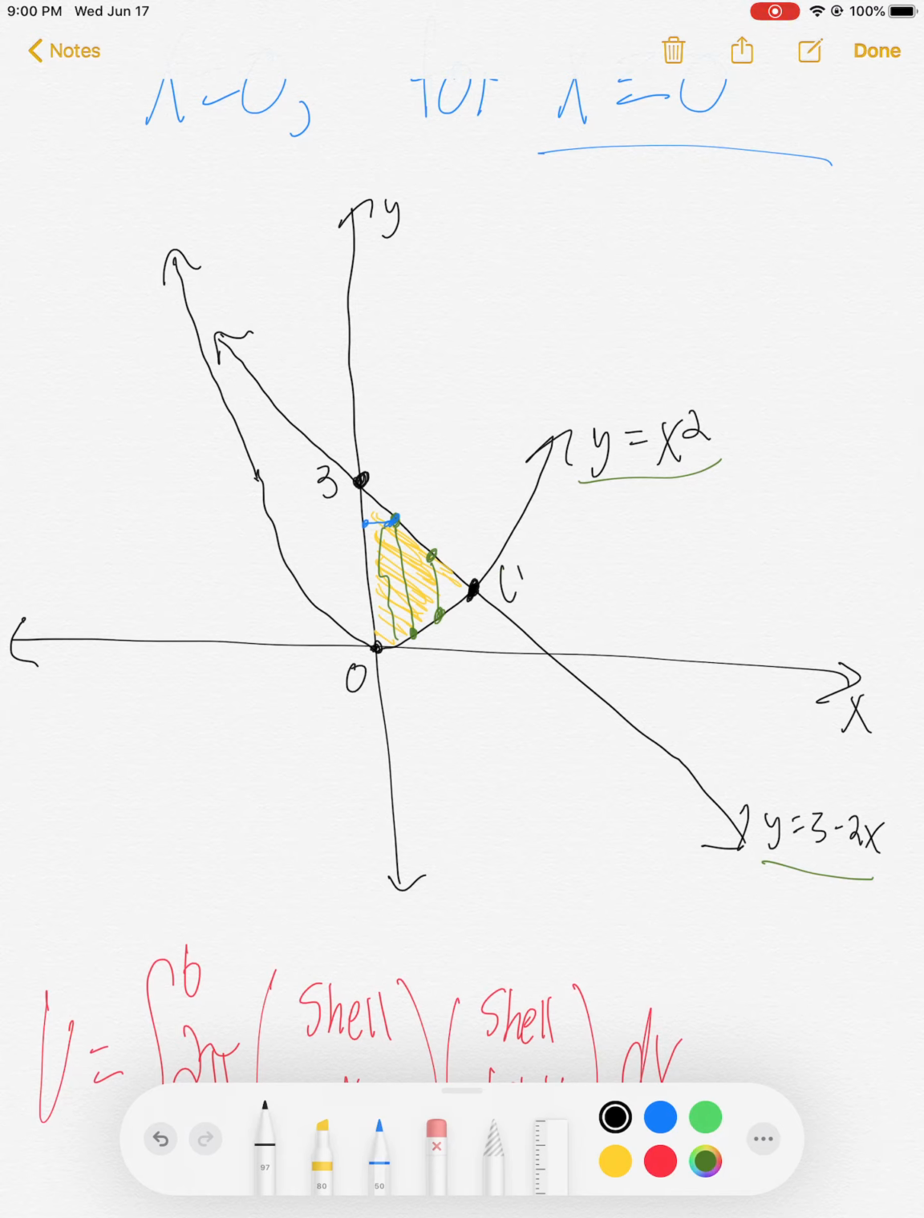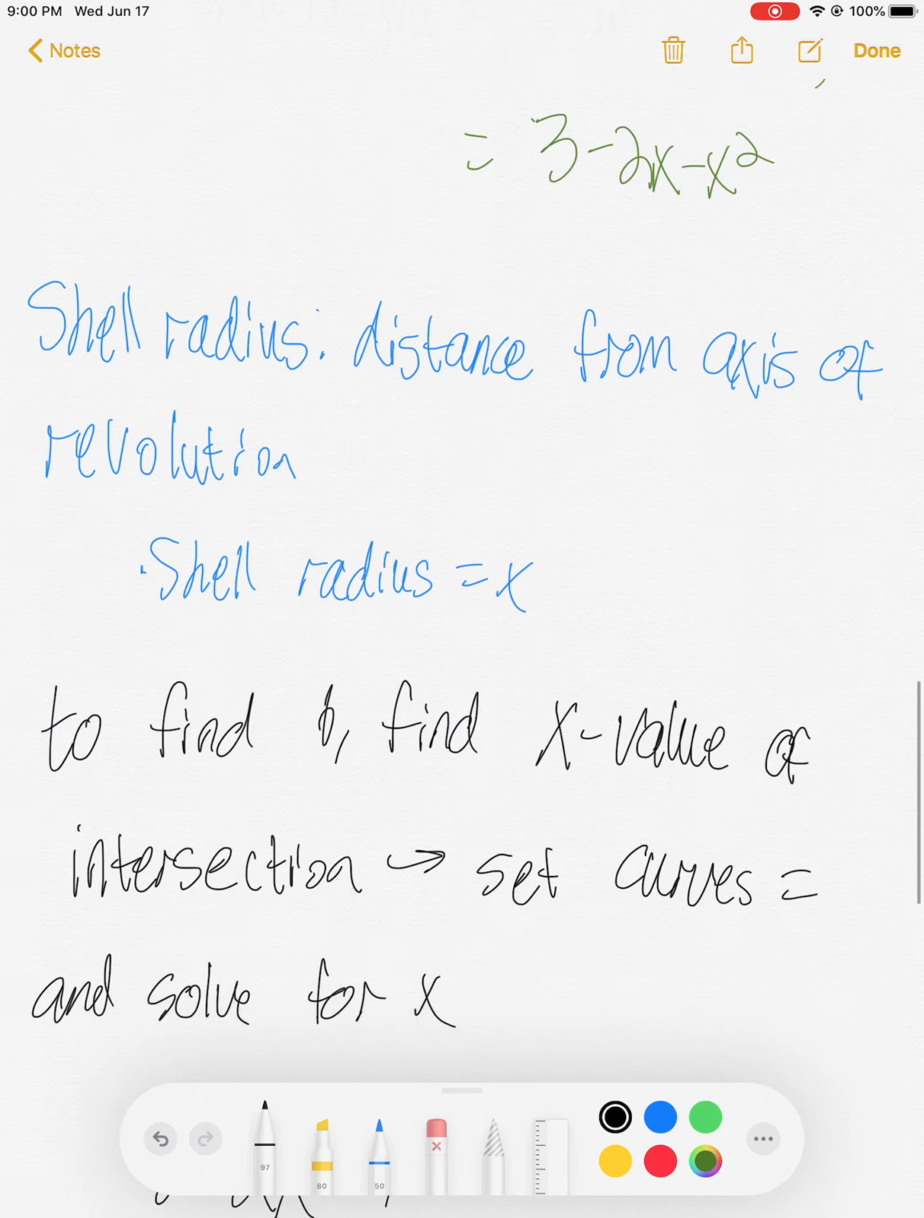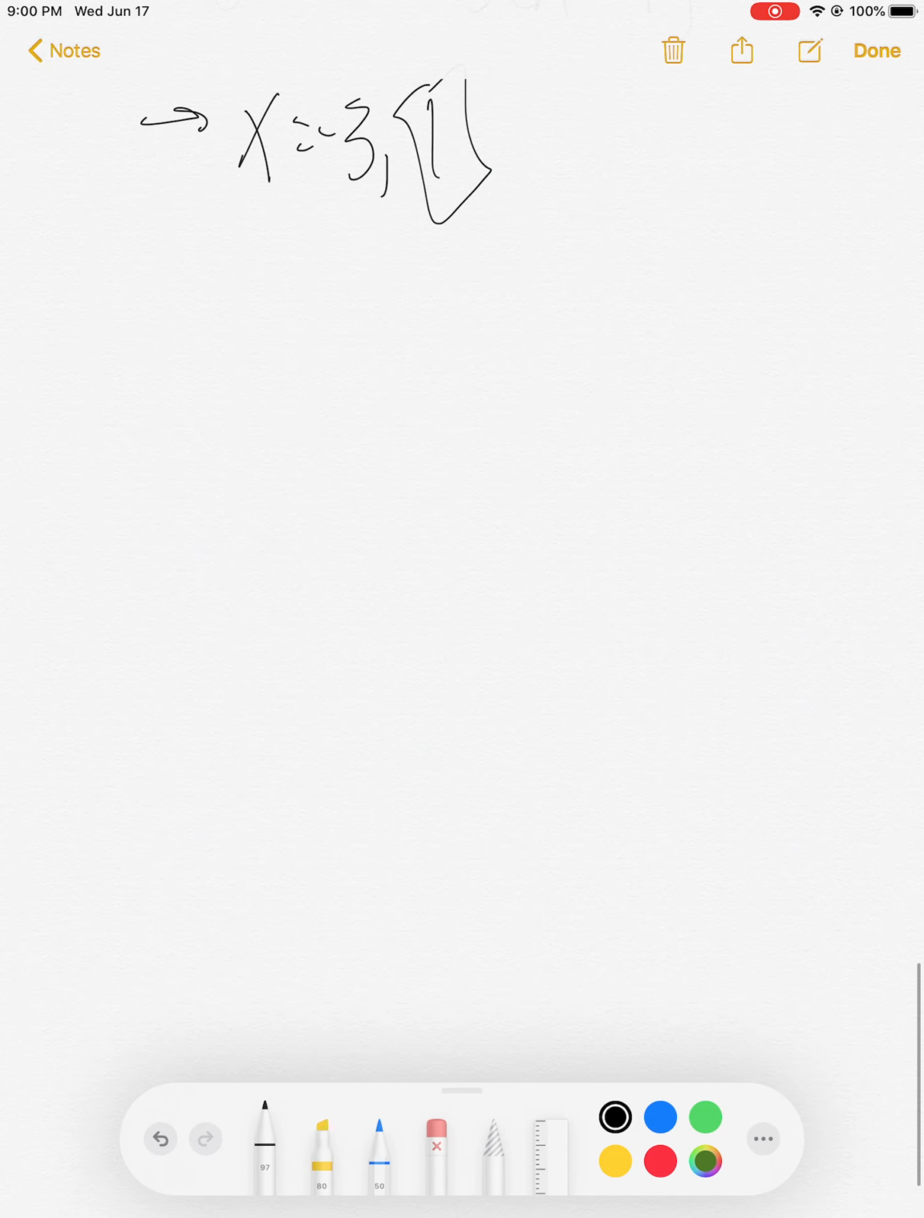So this point, we know its x-coordinate is 1. In fact, by plugging x equals 1 into this formula, y equals x squared, we can further find that y here is also equal to 1. But what we really needed was just that x-coordinate. So now we are all good to integrate. We want to integrate from 0 to 1.